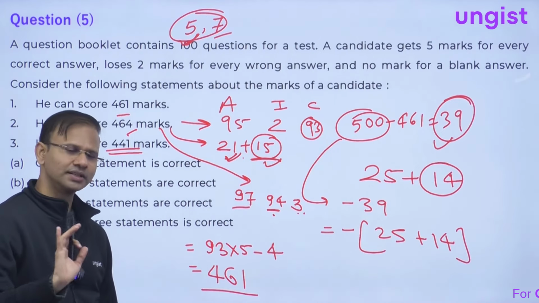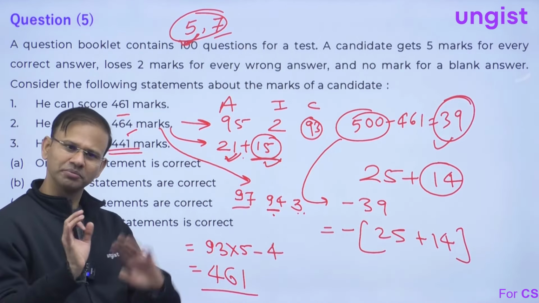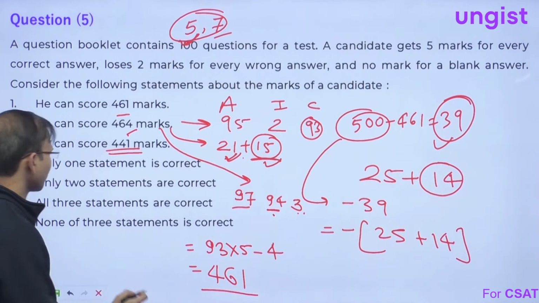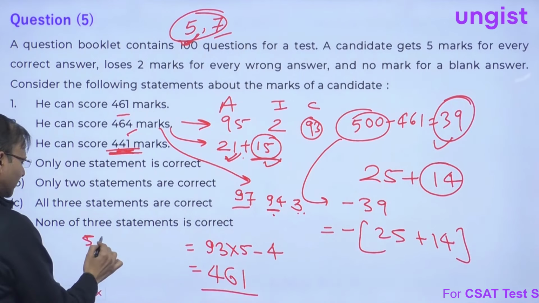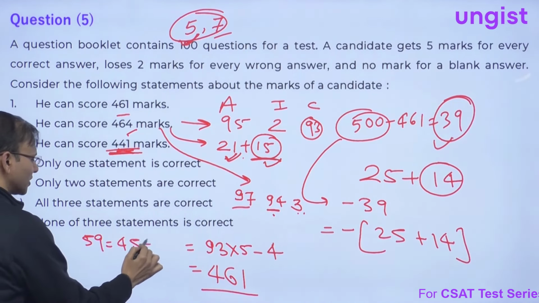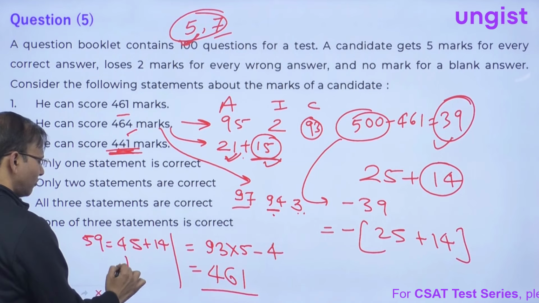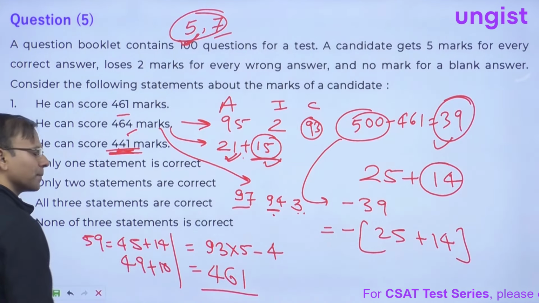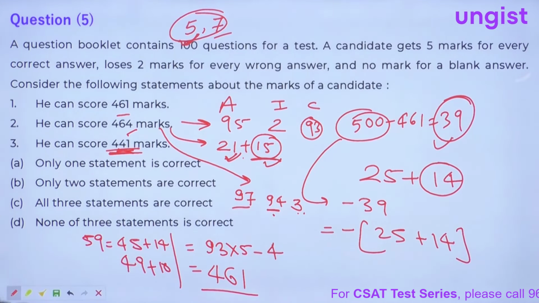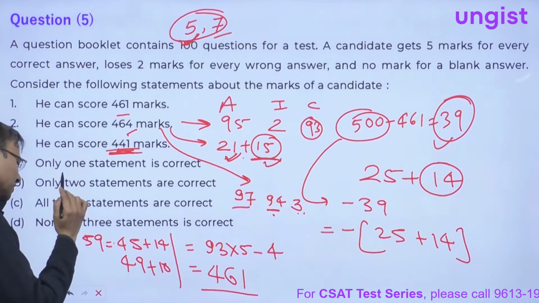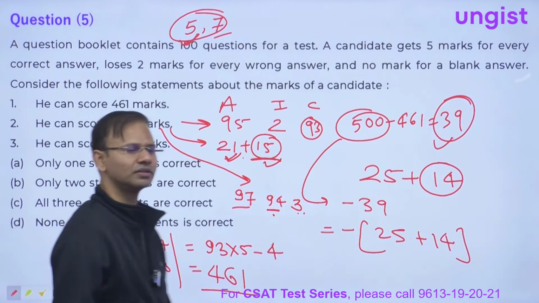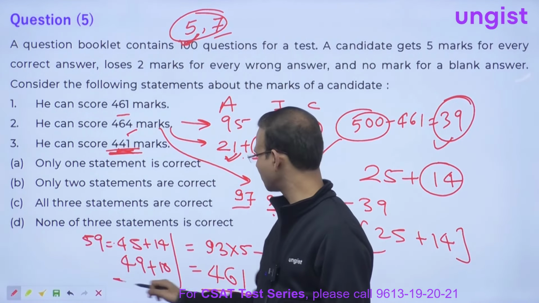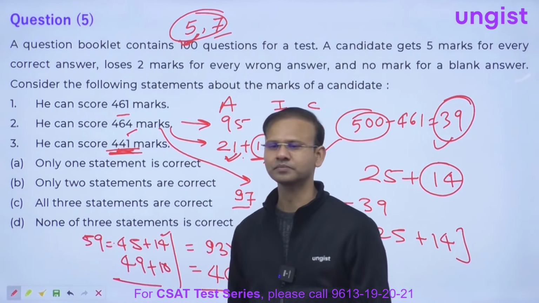59, 14, 14, 14, 14. Yeah, 2 combinations are possible. See, the thing is, if you have 9, then break 14 into it. It is very easy. This is 59 less than 500, right? So it can be 45 plus 14 or 49 plus 10 also. What should be the combination for this score and what should be the combination for this score?